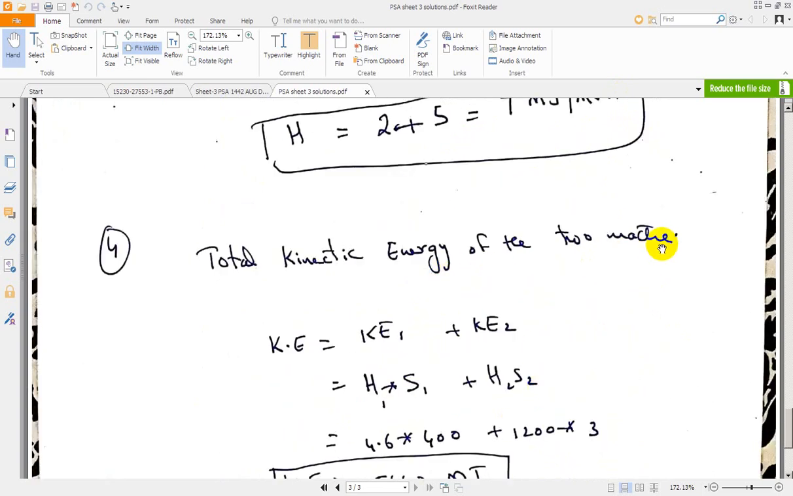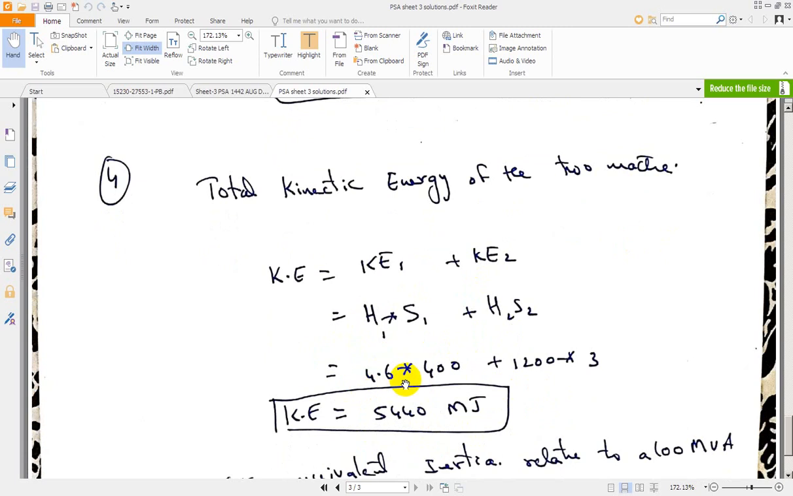Total kinetic energy of the two machine system. Kinetic energy of the two machine system is equal to KE1 plus KE2. KE value is equal to H1 into S1 plus H2 into S2, which is equal to 4.6 into 400 plus 1200 into 3. Kinetic energy of machine 1.